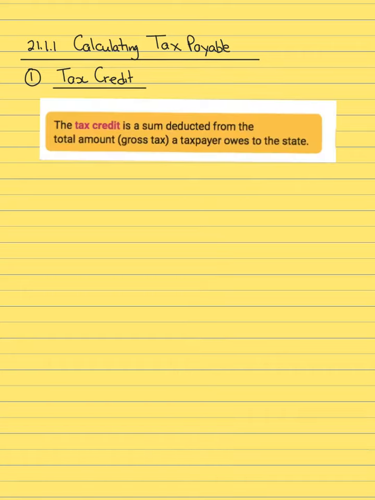A word first about tax credits. Everybody who pays tax is entitled to a tax credit. Different people have different amounts of tax credit depending on whether you're a married person or a single person, or whether there's one person or two people in your household working. But the important thing for us is that the tax credit is an amount that's deducted, taken from the total amount of tax that you owe to the state. So copy down this little note here.